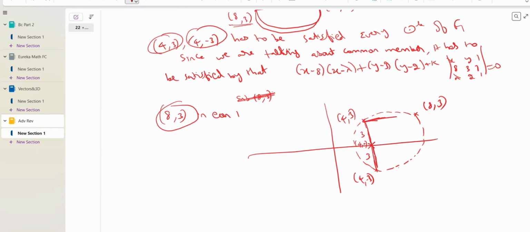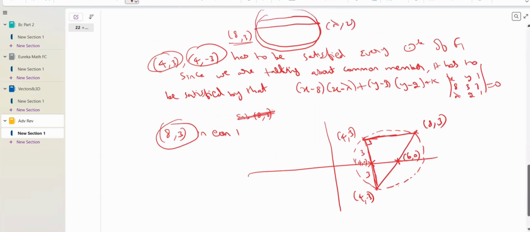Yes, that's what I'm saying. This is a right triangle. We're going to make a right triangle with this. Okay. And interestingly, a right triangle's hypotenuse midpoint will act as the circumcenter. So the midpoint of (4, -3) and (8, 3) is going to be what? (6, 0). Yes, sir. So that will be the center of that circle, that common member.